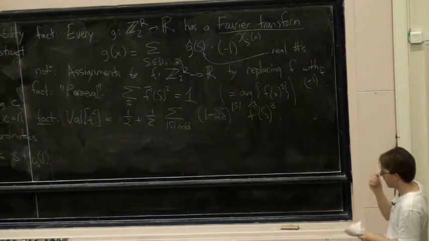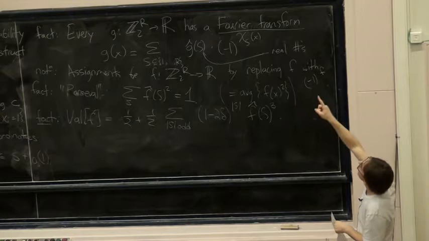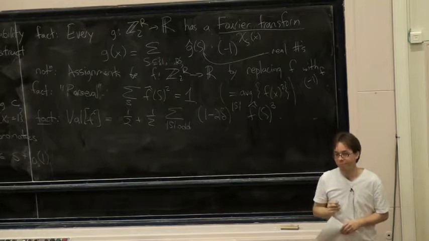By the way, incidentally, from this formula, you can also easily show that the optimum f is one of these f of x equals xi's, that it's impossible for this value to be bigger than 1 minus delta. That requires this fact and also Parseval.